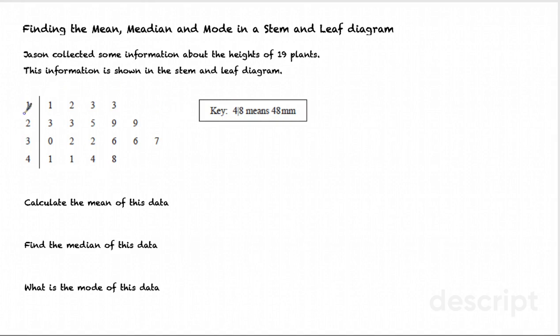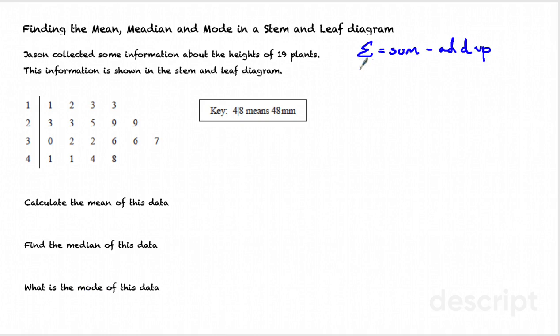We have a plant measuring 11 millimetres, 12 millimetres, 2 measuring 13 millimetres, and so on, until we reach a plant measuring 44 millimetres, and finally the tallest at 48 millimetres. We're asked to calculate the mean, find the median, and asked what is the mode of this data.